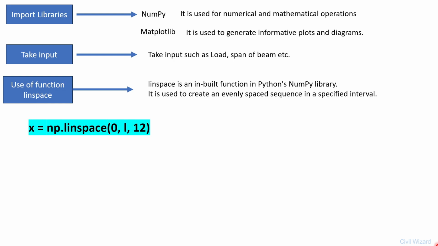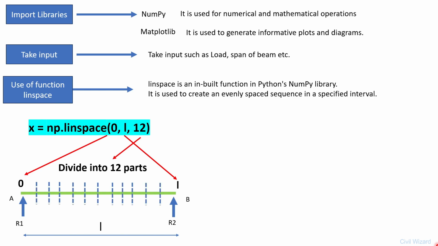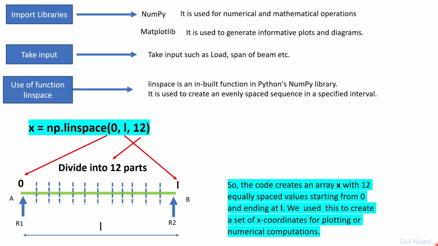So let's elaborate a bit further because it is very important. Now I am taking a simply supported beam AB, and the argument in the code, 0, means the starting point of the beam. The argument L means the end point of the beam, which is also the span, and 12 means we are dividing that beam into 12 equal parts. So the code creates an array X with 12 equally spaced values starting from 0 and ending at L. We use this to create a set of X coordinates for plotting or numerical computations. Basically, we calculate forces such as bending moment and shear force at each and every point where we have divided our beam.